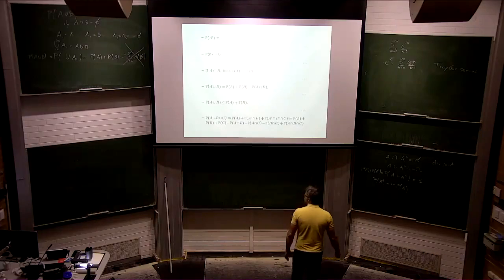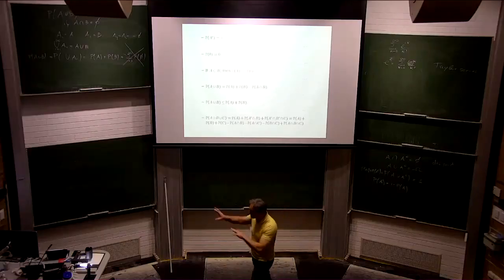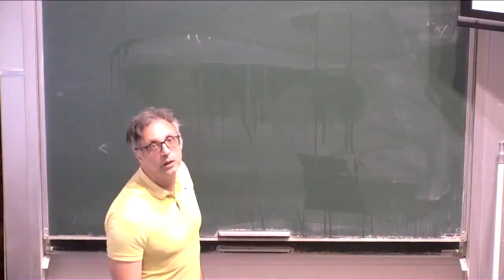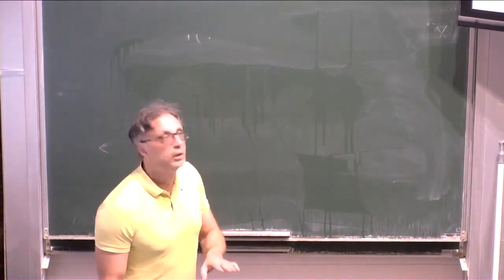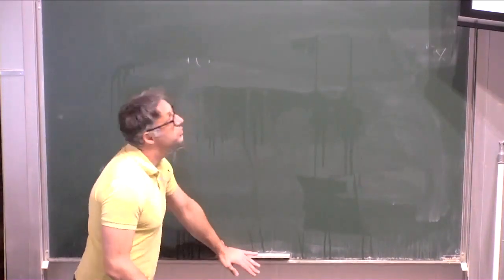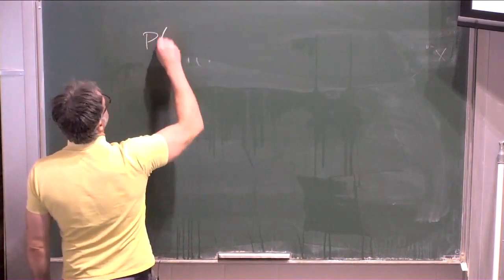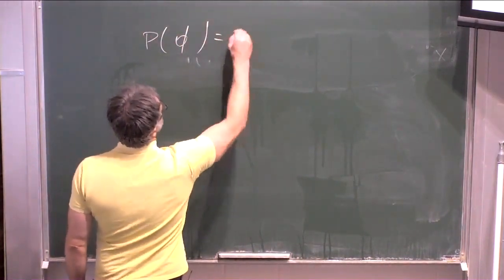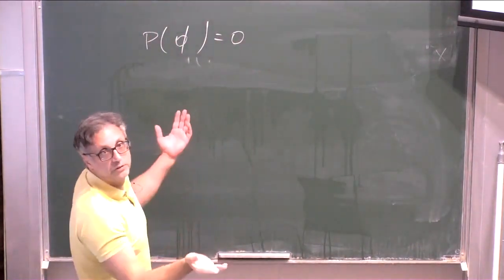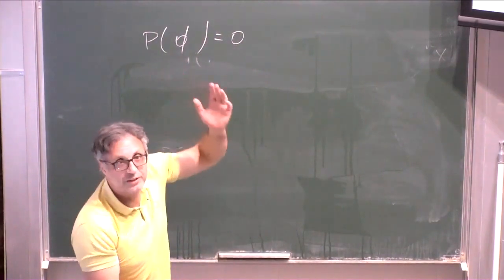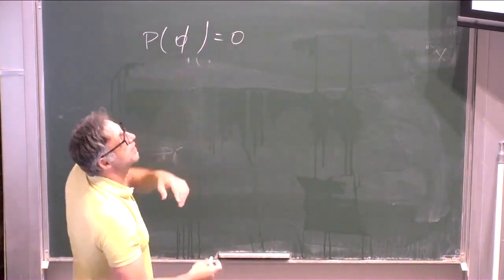I expect you also to give me feedback about the pace, because I have a tendency, especially when I use the blackboard, to go fast. So don't feel shy, just tell me right away. Good? Good. So the probability of the empty set is equal to 0. We already proved it. We had to use it. We need it. So it's done.